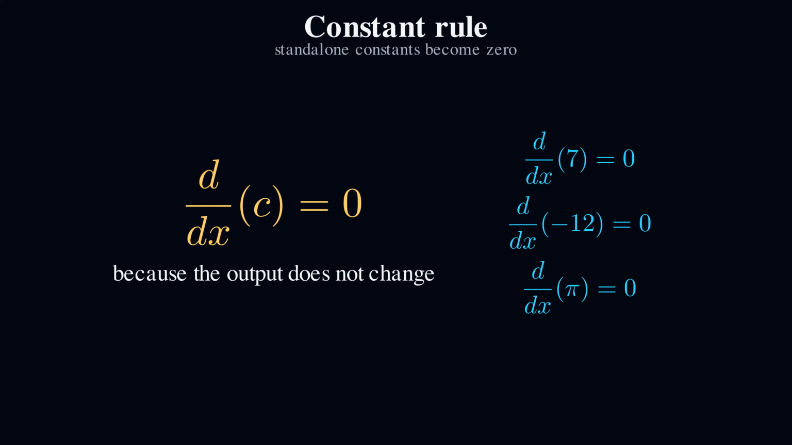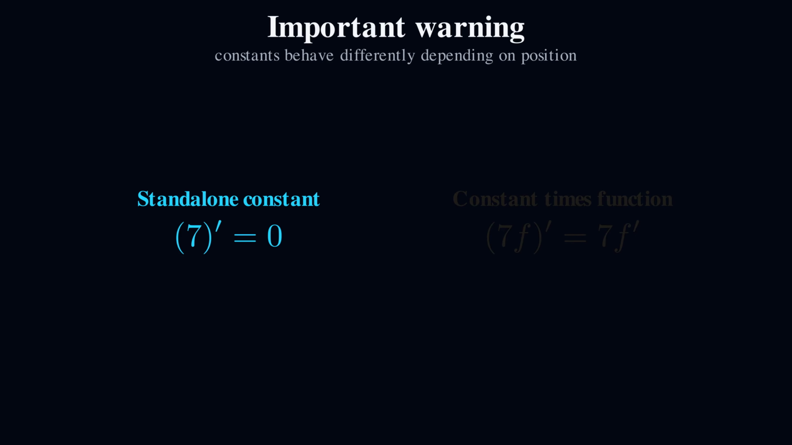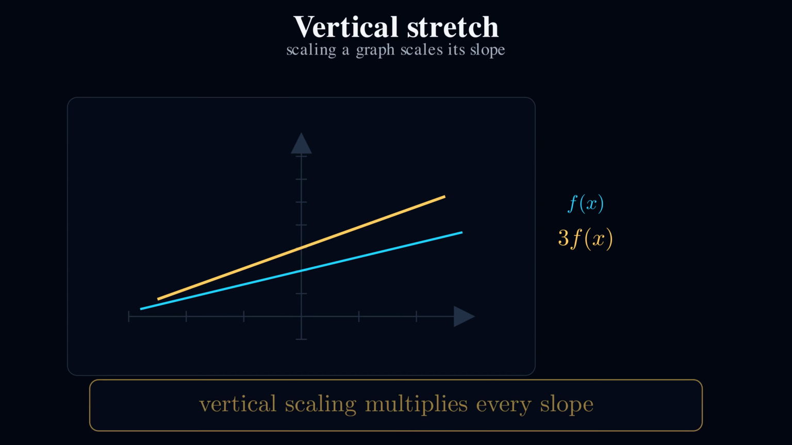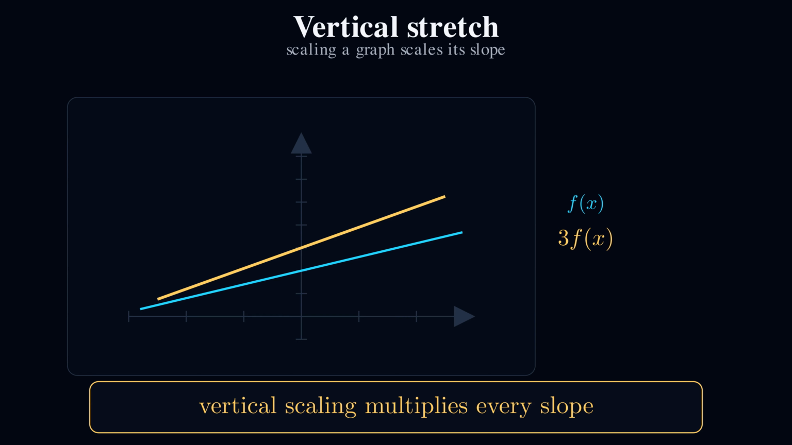But be careful. A standalone constant becomes 0. A constant multiplying a function does not disappear. It scales the function, and therefore it scales the slope. If a graph is stretched vertically by a factor of 3, every rise is also 3 times larger. Since slope is rise over run, the slope is also multiplied by 3.